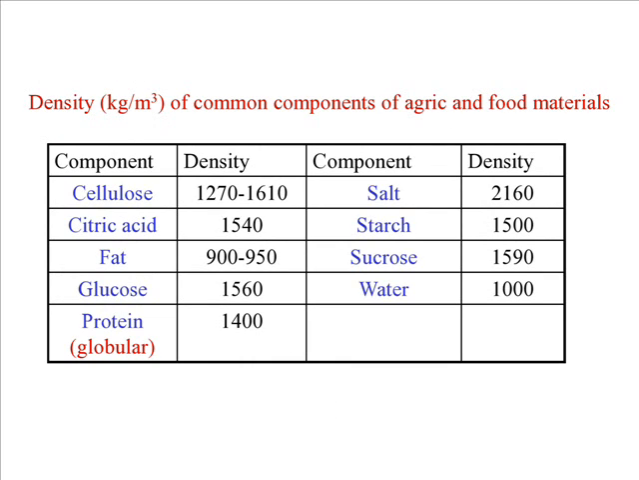Here are some densities of common components of agriculture and food materials. And what you see is that between cellulose, citric acid, fat, glucose, protein, salt, starch, sucrose, and water, they all have different densities. Obviously, the density of water at a certain temperature in kilograms per cubic meter is 1,000. And you can see how some lie below and some lie above. And that becomes very important in understanding how it reacts or has relationship to water.